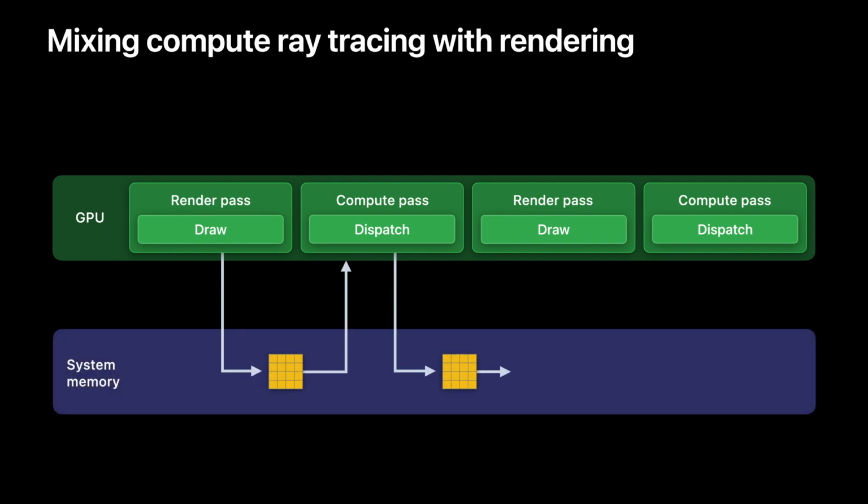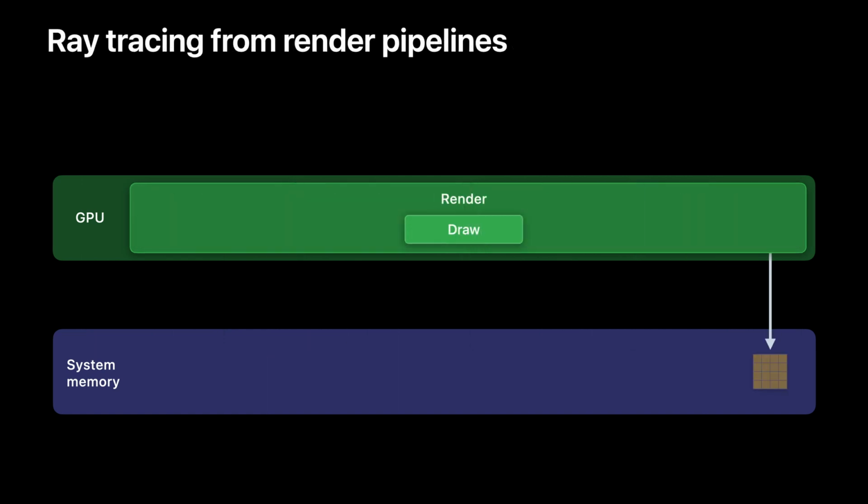Thinking more about what this means, we need to write out pixel positions and normals to memory as inputs to the ray tracing, and then read the intersection results back, possibly several times. But with the new support for ray tracing from render stages, we never need to leave our render path, and we just write our outputs to memory. Let's see how we use our new API.